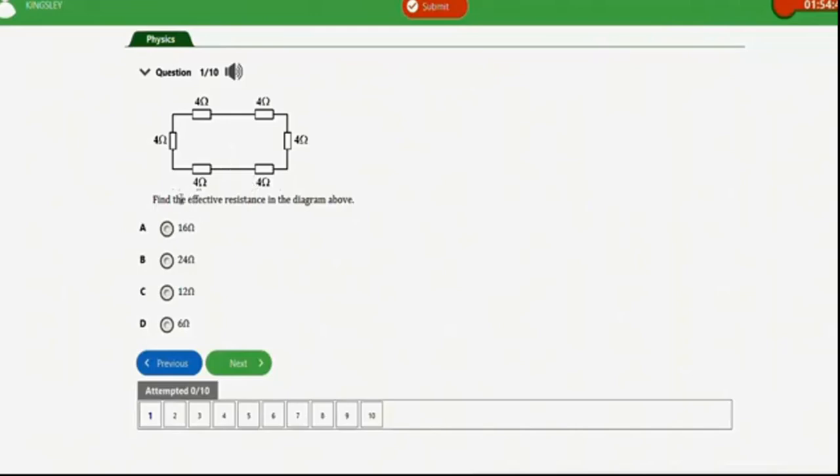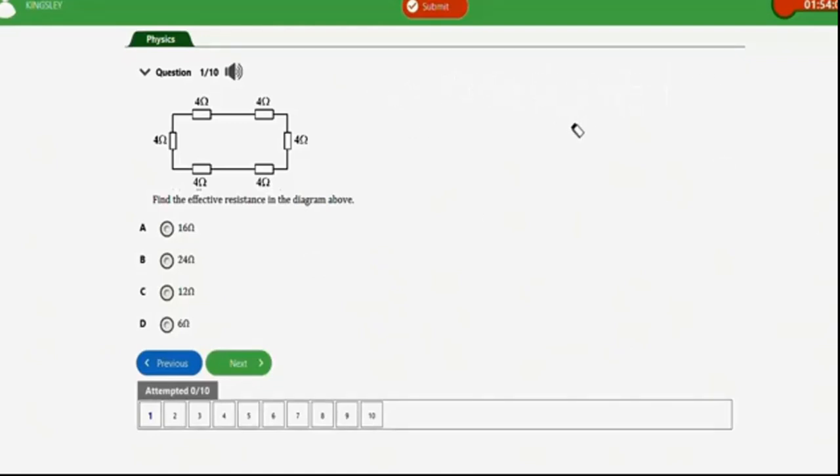The first question here says, find the effective resistance in the above diagram. For this particular question, all the resistors are connected in series. So basically, the effective resistance will be the sum of everything there. It will be 4 plus 4 plus 4 plus 4 plus 4 plus 4. So this is plus, guys. We have 4 in 6 places, so this will give you 6 times 4, which will give you 24 ohms. That will be the answer to this question.